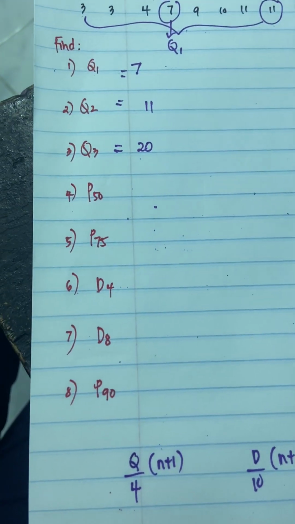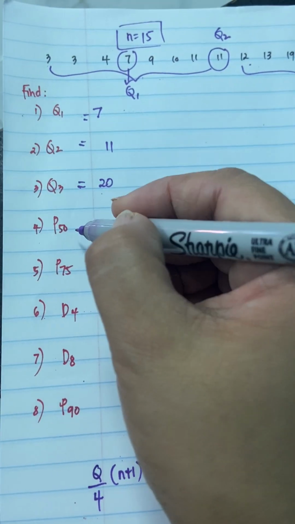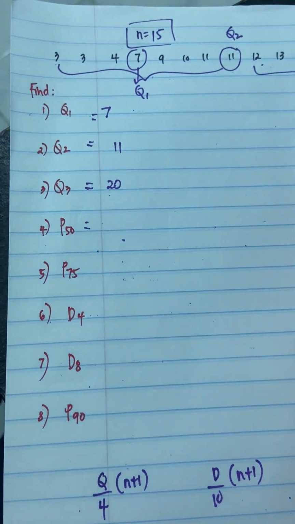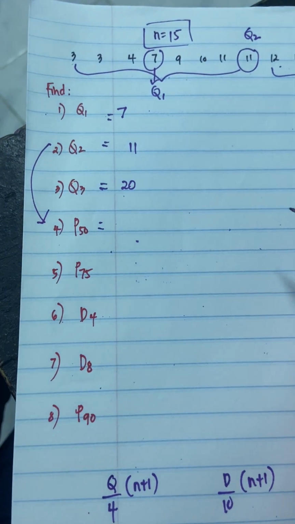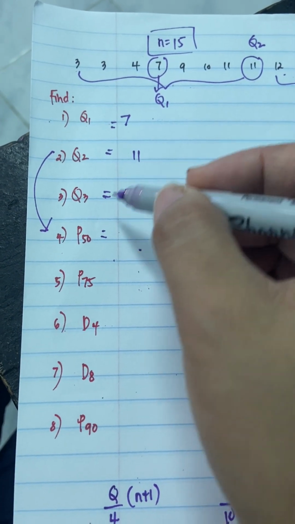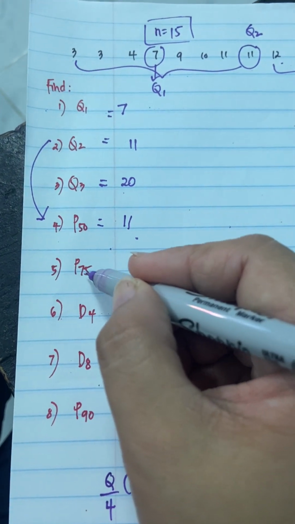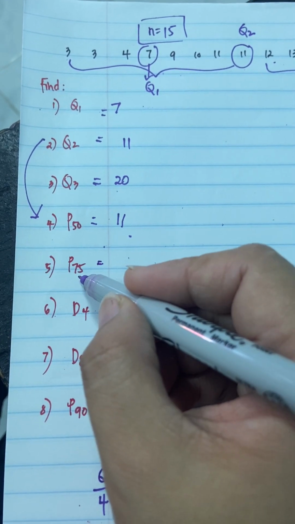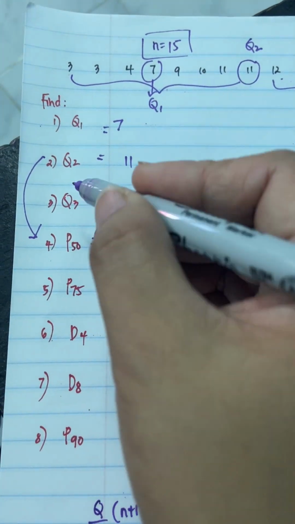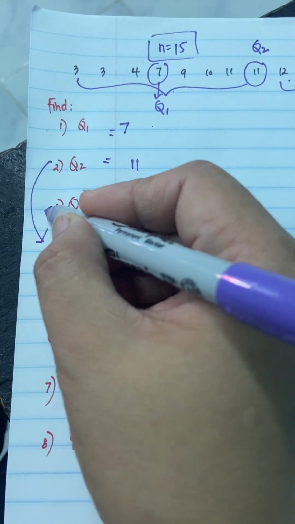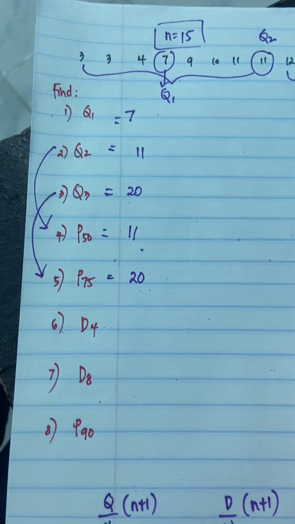Good. Now let's move on to P50 up to P90. So the 50th percentile means half of 100%. So that also pertains to Q2. These two are equal. So whatever the value of your quartile 2 is, it's also the value of your P50. Okay? Now, the 75th percentile or P75. 75% of 100 is like 3/4, and 3/4 is equivalent to quartile 3. So Q3 is equal to P75. So you just copy its value, 20.